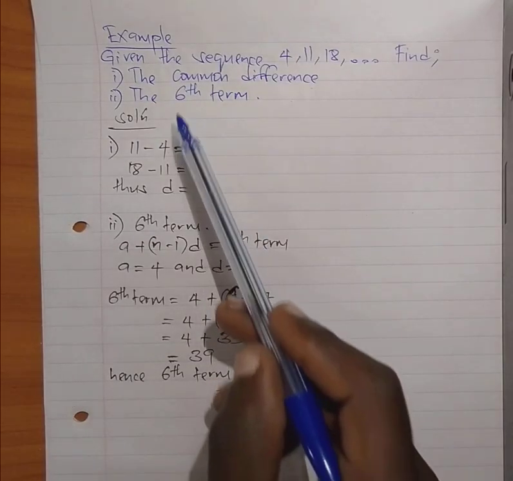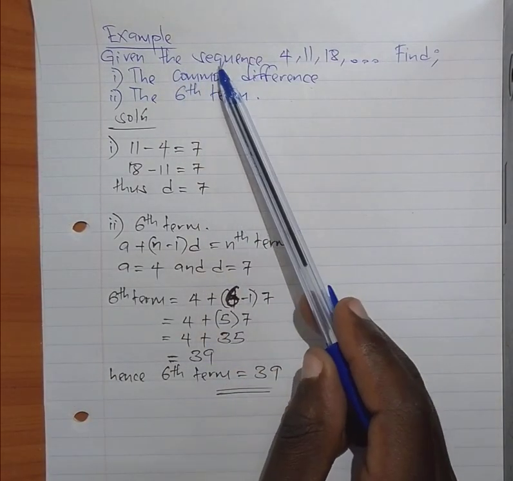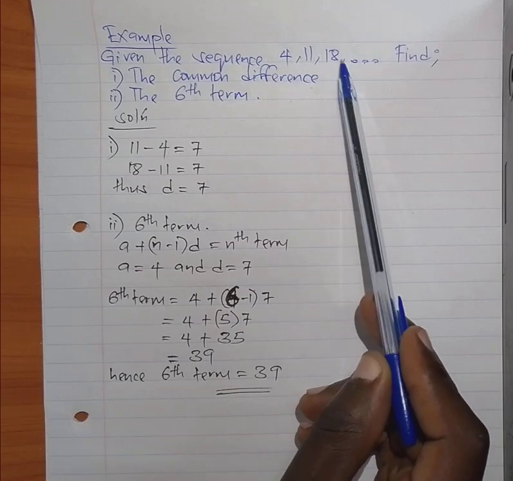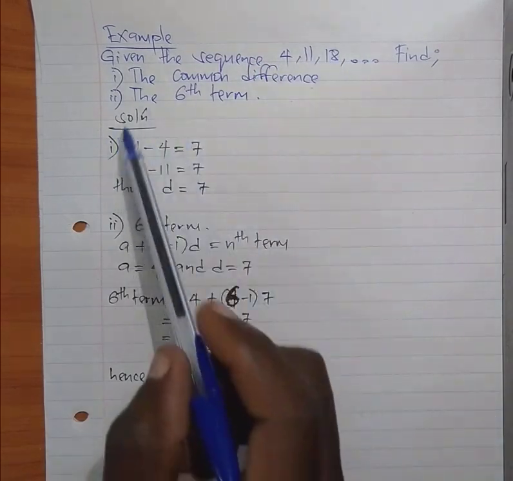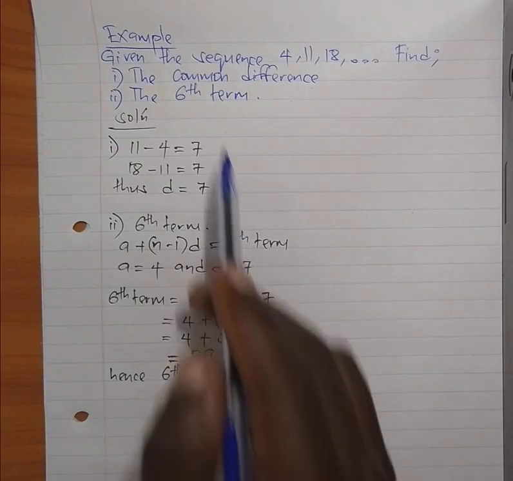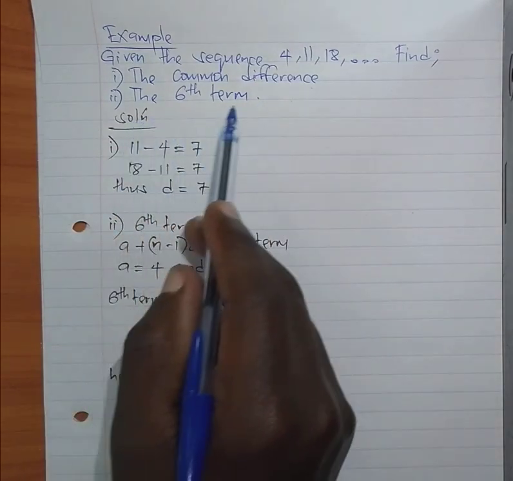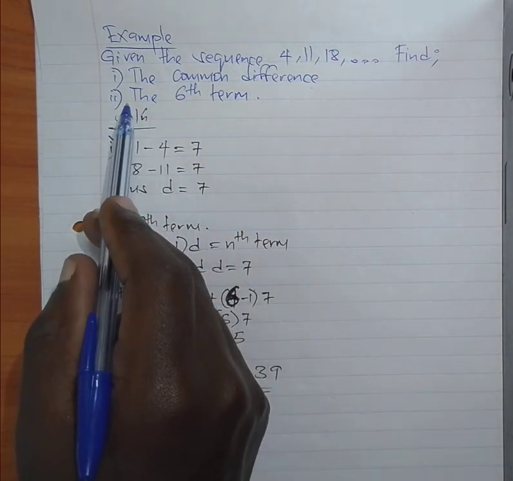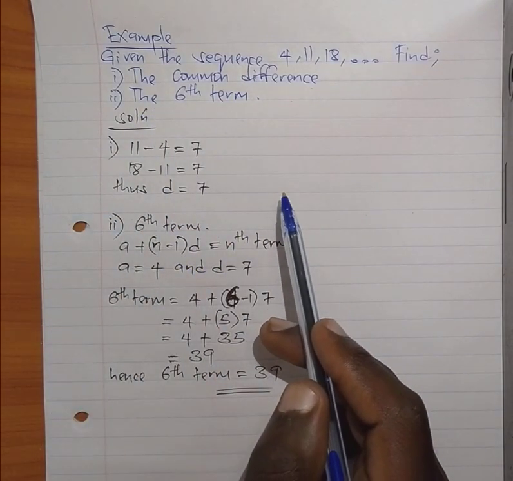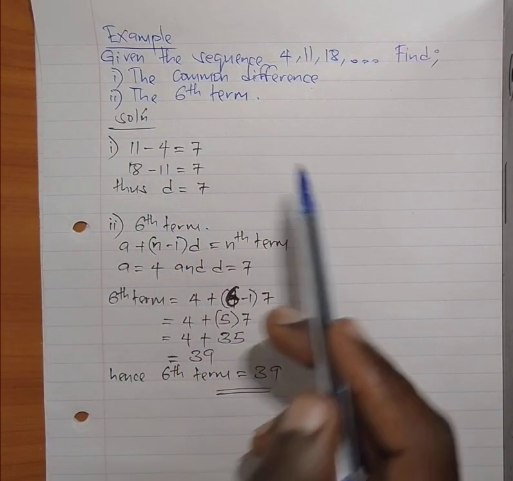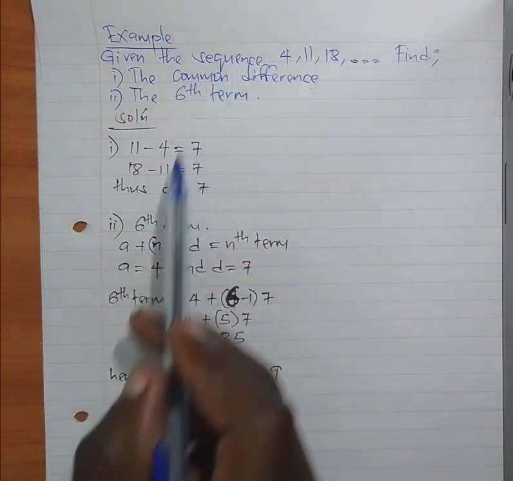So we have an example. Given the sequence 4, 11, 18, and it continues that way, they tell you to find the common difference. And in part 2, they're telling you to find the 6th term. So how are we going to find the common difference and the 6th term?